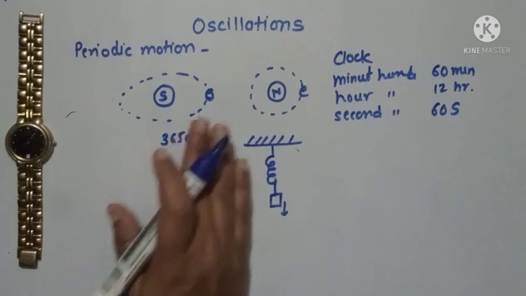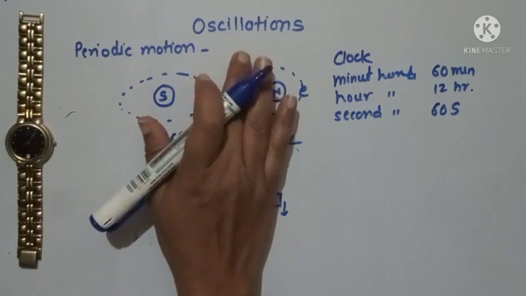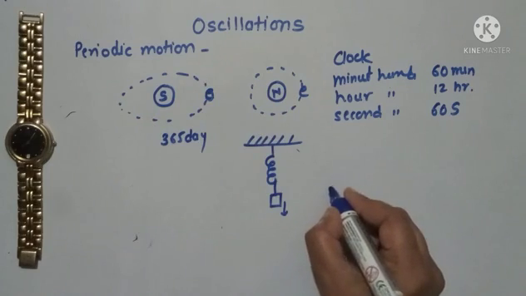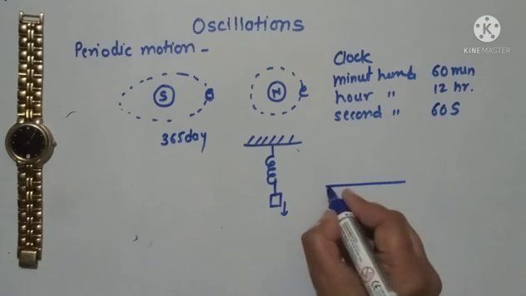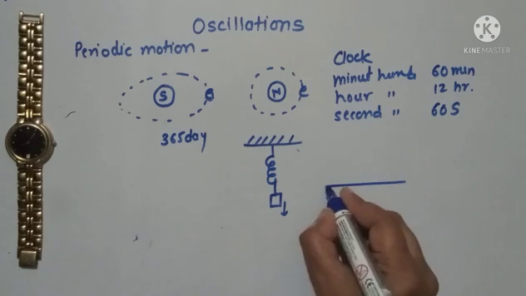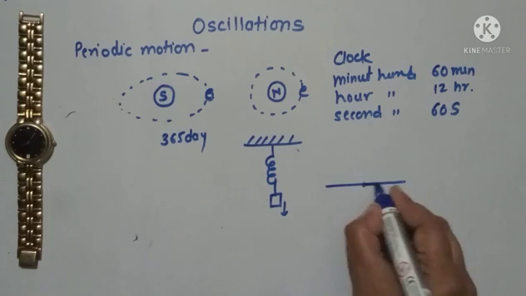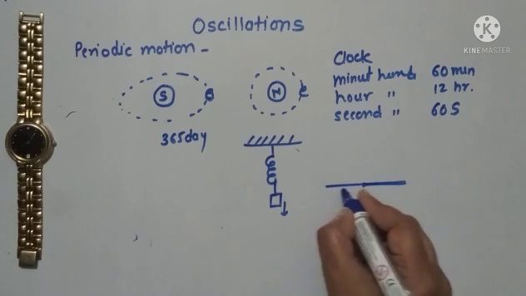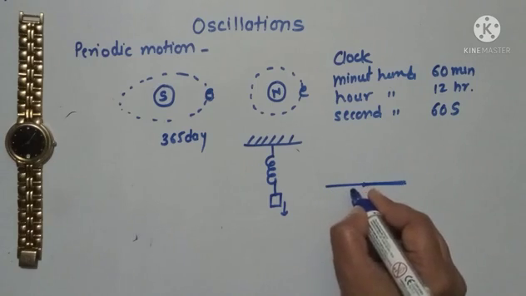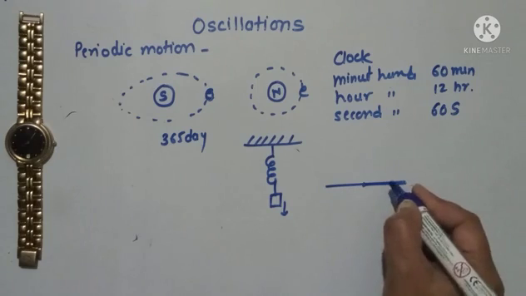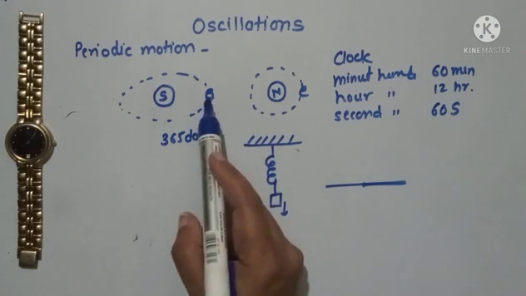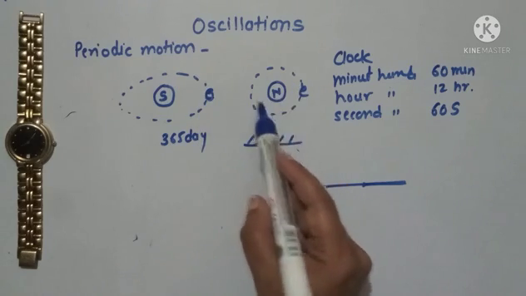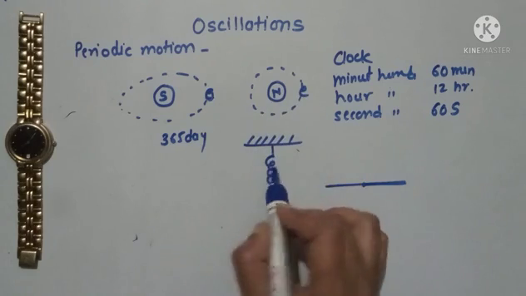Now let us see what is meant by oscillatory motion. If a particle is moving in a straight line, back and forth about its mean position, such a type of motion is called an oscillatory motion. For example, the circular motion of the earth is a periodic motion, but it is not an oscillatory motion.